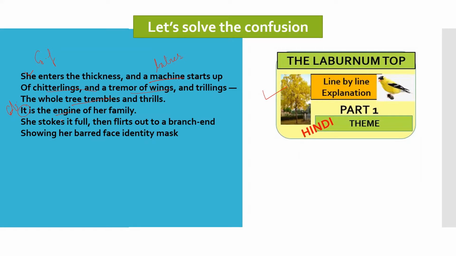Stokes here means to feed. And whom is she feeding? She is feeding the chicks. So this "it" is the chicks. She is feeding the chicks, and engine is referring to the bird, to the goldfinch. I hope it's not confusing, but again there are different ways to perceive it. So I find that this is most convincing, and whichever way you interpret it, it depends upon you. Now let's move on to the literary devices.